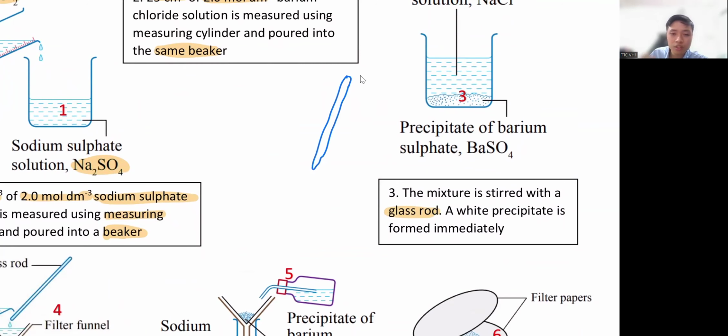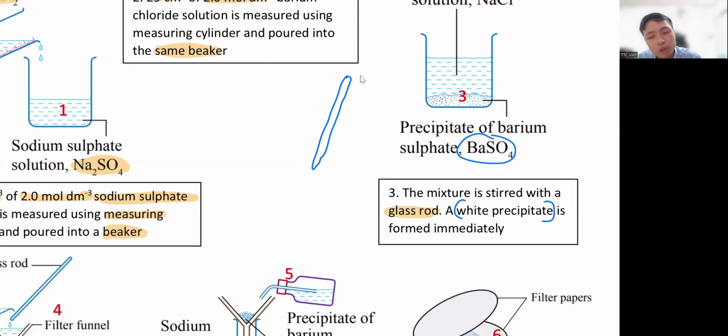Try to stir. Because you form an insoluble salt, you can see the white precipitate inside the beaker. Since you can see the white precipitate, you no need to do heat and pour. You can straight away filter it out already.